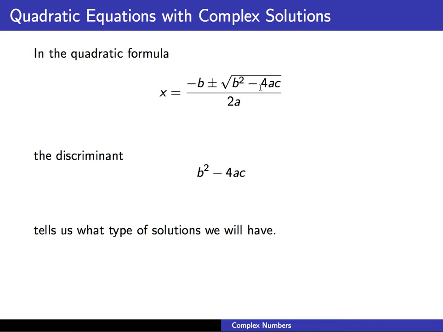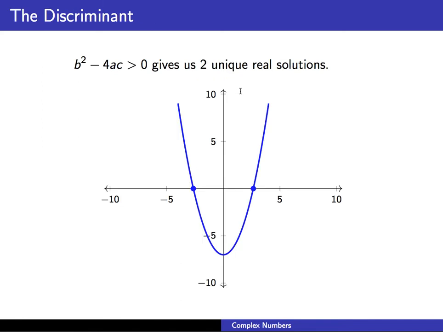So in terms of the square root of something, that stuff inside the square root has one of three choices. It could be positive, negative, or 0. So if our discriminant inside that square root, b squared minus 4ac, is positive, it's going to give us two unique real number solutions, which will also be the intercepts on the x-axis.